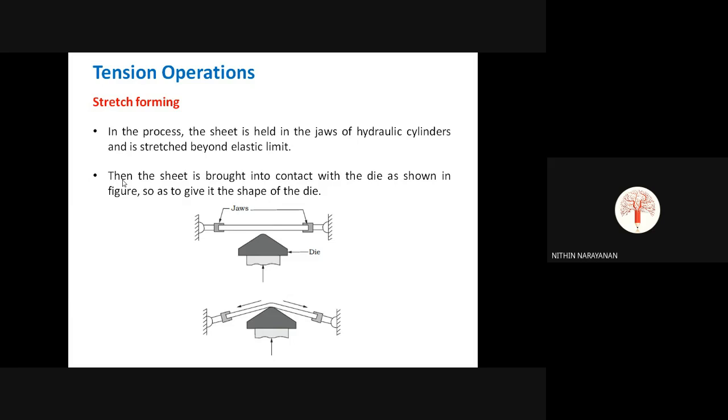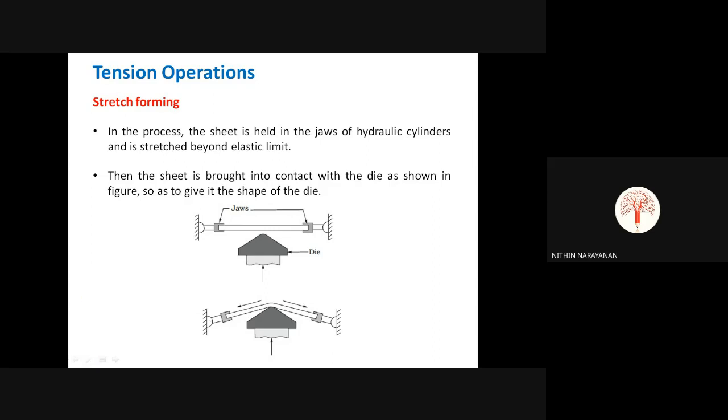Then, on the tension operations, one operation is stretch forming. In this process, the sheet is held in the jaws of hydraulic cylinders and is stretched beyond the elastic limit. As shown in the figure, sheet will be held with the help of hydraulic cylinders, with jaws to clamp the workpiece, and the workpiece will be stretched beyond the elastic limit. Then the sheet is brought in contact with the die, as shown in the figure, so as to give it the shape of the die.